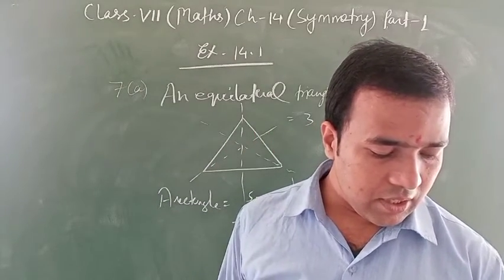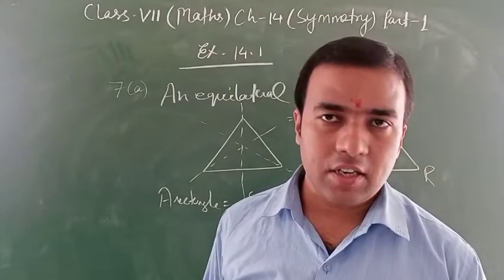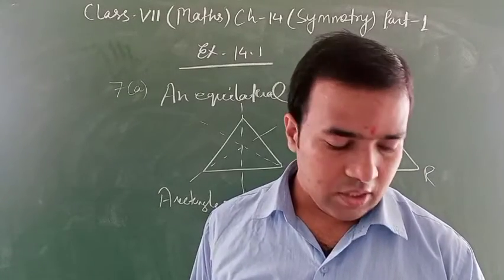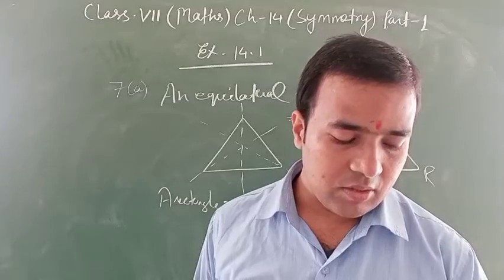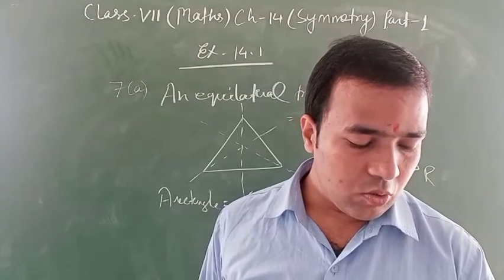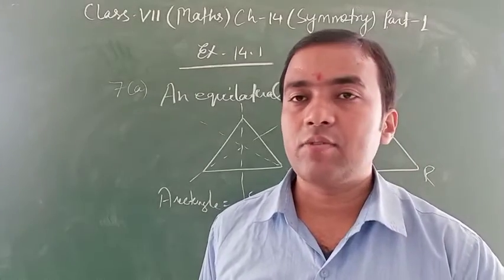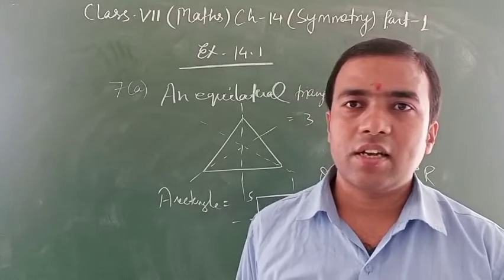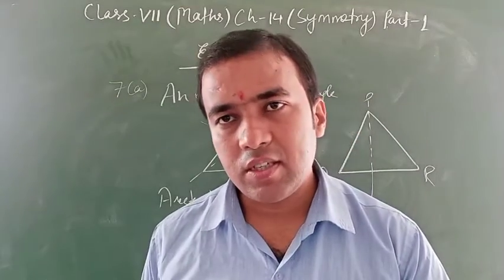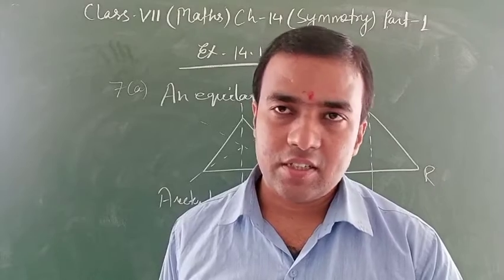A scalene triangle has, and four options are given: no line of symmetry, one line of symmetry, two lines of symmetry, three lines of symmetry. So I told you a scalene triangle has no line of symmetry. It means option A is correct.